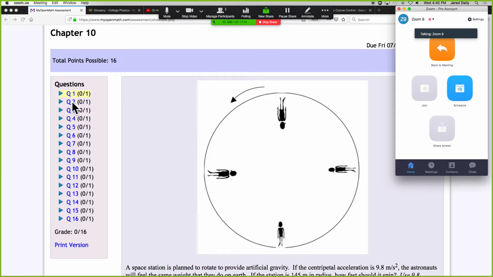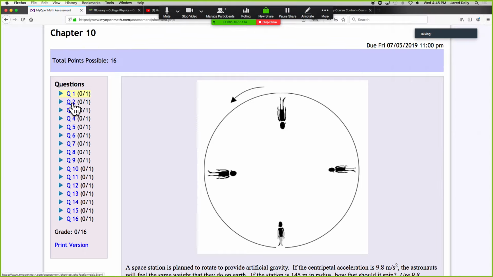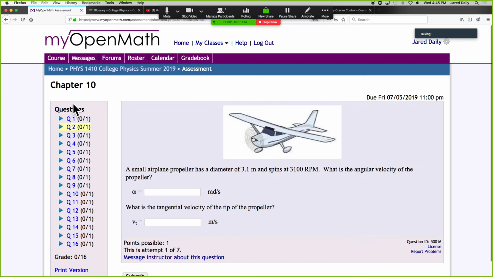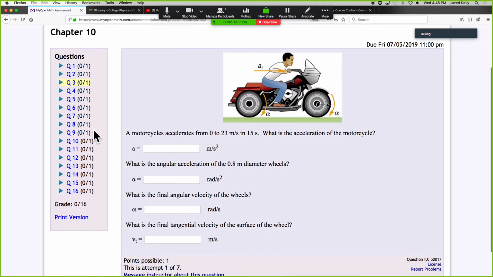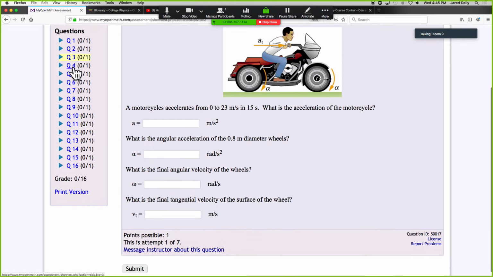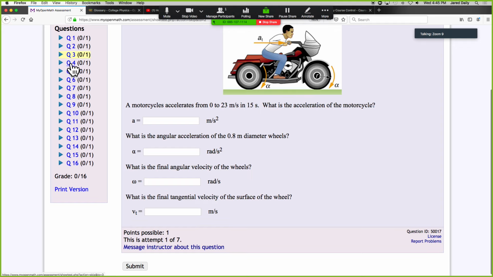Anybody else have one they want to do? So this is another kind of review one.